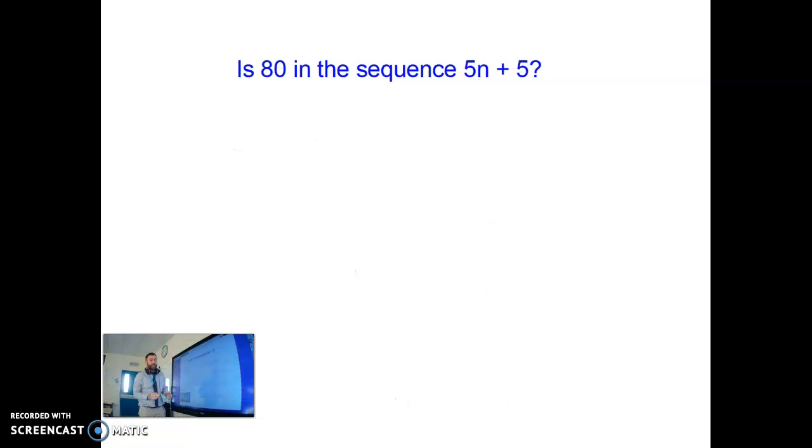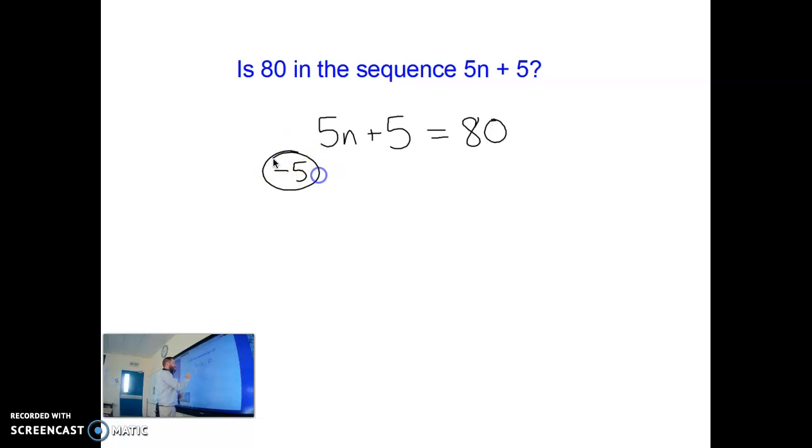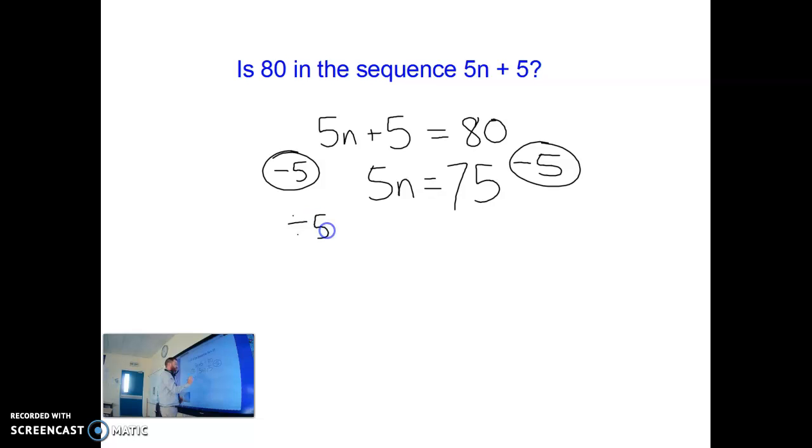Is 80 in the sequence 5n plus 5? I'm going to take that 5n plus 5, make it equal to 80, and then try to solve this. I'm going to take away 5 from both sides, take away 5, and I get 5n equals 75. And then I'm going to divide by 5, and I think you should all be able to spot that anything with a 5 on the end is going to divide exactly. And so when I do that, I get 15.